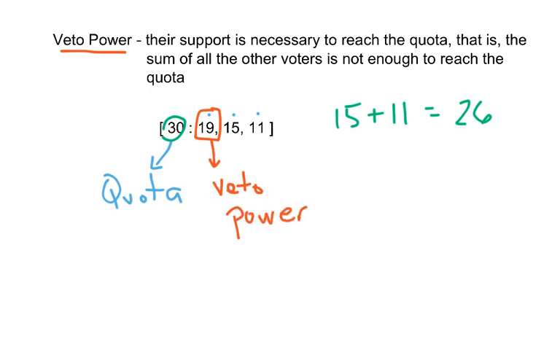It's possible that more voters have veto power, so let's take a look at this 15-weight voter and see if they have veto power. Well, if the 19-weight voter and the 11-weight voter want to form a coalition, they would have 19 plus 11, which is 30, and 30 meets the quota. So you can meet the quota without the 15-weight voter's support. So the 15-weight voter does not have veto power. And then we don't need to check the 11. We can see real easily that the 19 and the 15 would have enough to reach the quota. The only voter that has veto power in this system is the 19-weight voter.